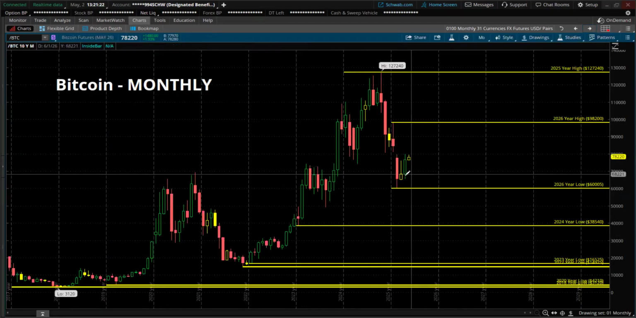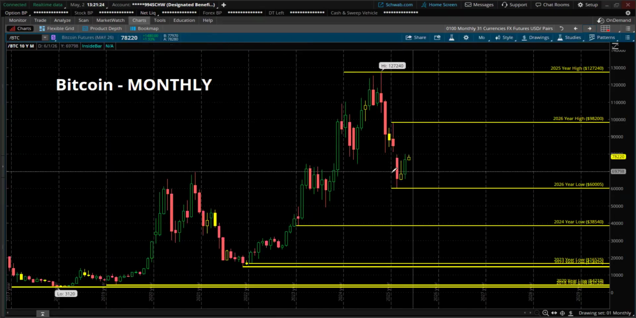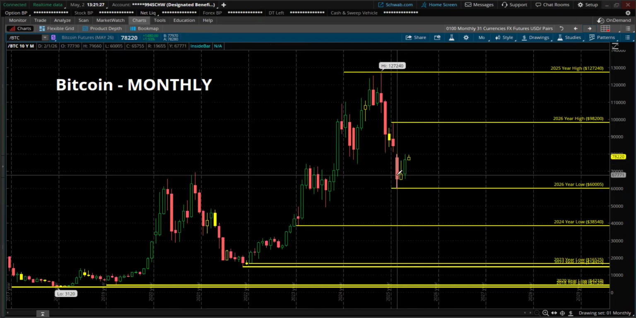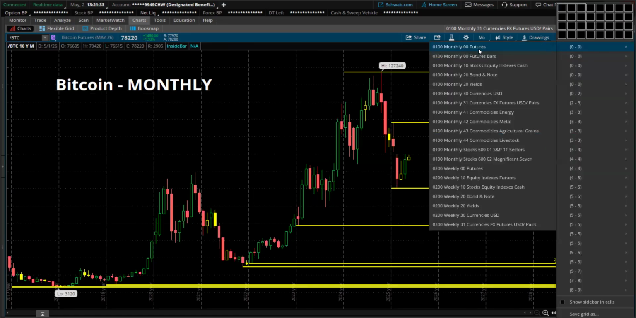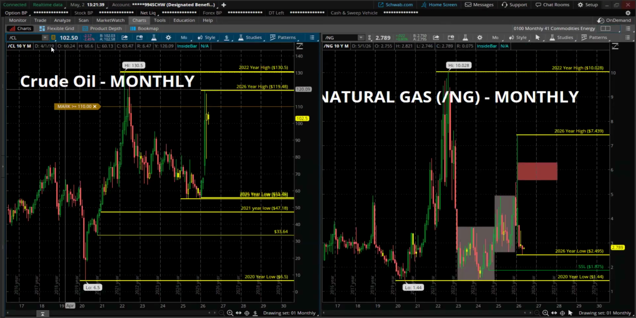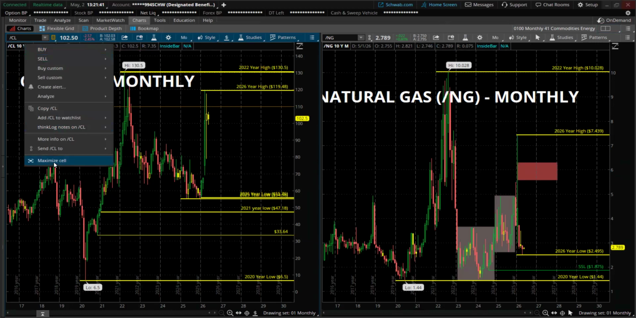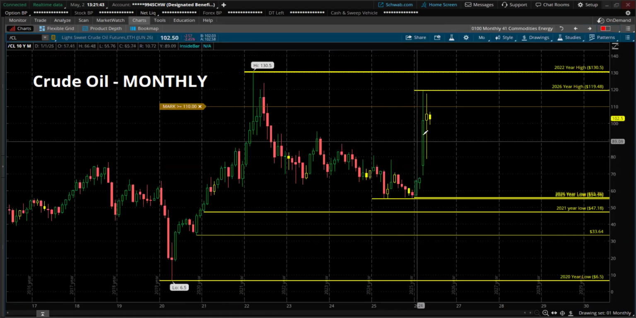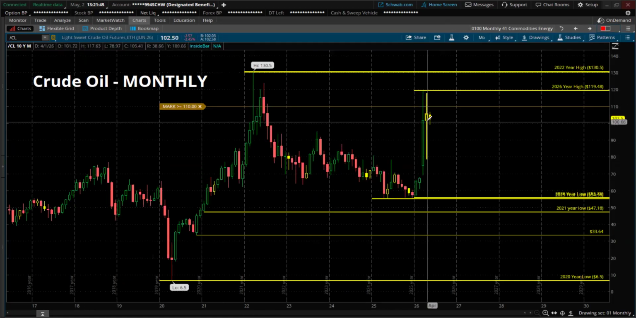And crypto Bitcoin, green candle last month. In the consolidation phase down here off this trend down. Go over to commodities, the category of energy. Crude oil first. Big trading range, that inside candle there, that yellow one.